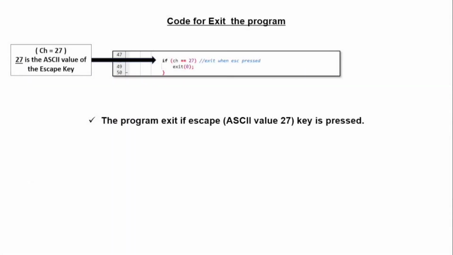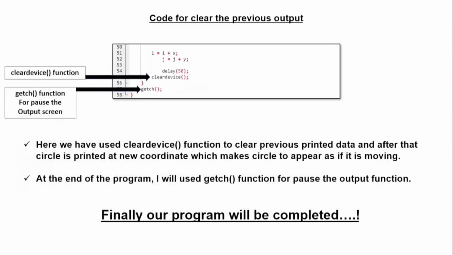And this is the code to exit the program. The program exits if the escape key is pressed, and the ASCII value of the escape key is 27. This is the code to clear the previous output. Here we have used the cleardevice function to clear previously printed data, and after that the circle is printed at the new coordinate, which makes the circle appear as if it is moving.